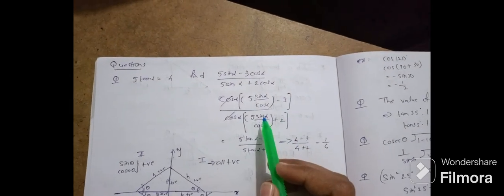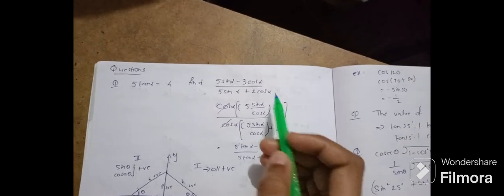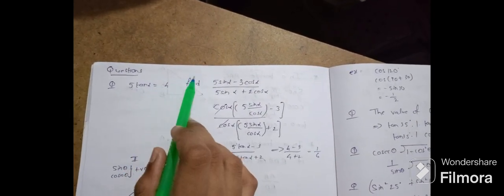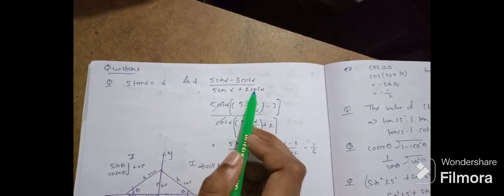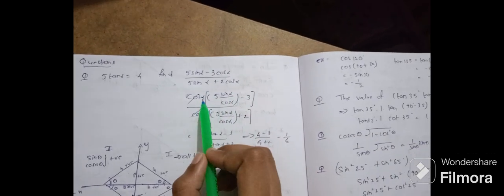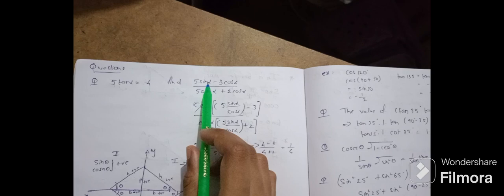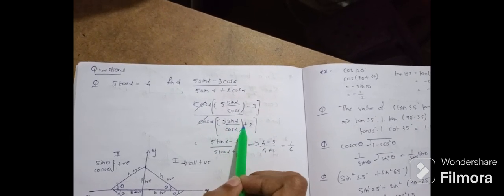Now let us go through some basic and simple problems so that you can understand the topic very well. They have given 5 tan alpha is equal to 4. Then we should find the value of (5 sin alpha minus 3 cos alpha) divided by (5 sin alpha plus 2 cos alpha). First of all, take cos alpha common in this. By taking cos alpha common, you'll get 5 sin alpha by cos alpha minus 3. Here we will get 5 sin alpha by cos alpha plus 2. Here cos gets cancelled. Sin alpha by cos alpha is equal to tan alpha. Here also the same. Then 5 tan alpha minus 3, 5 tan alpha plus 2.